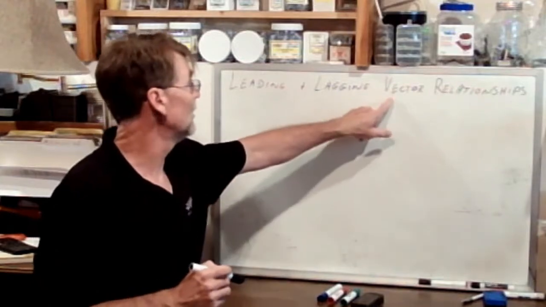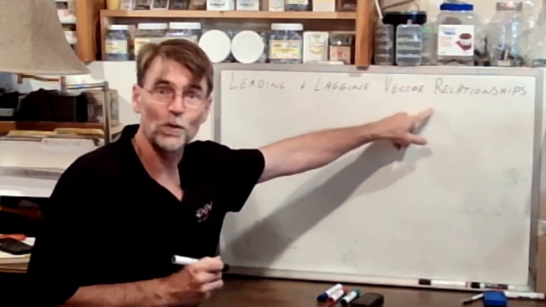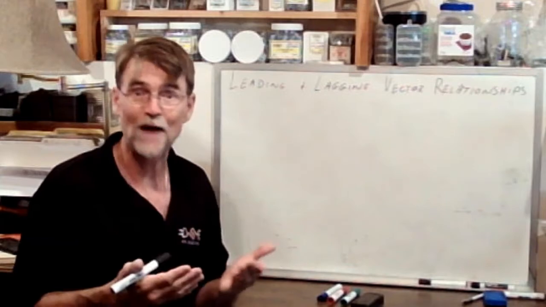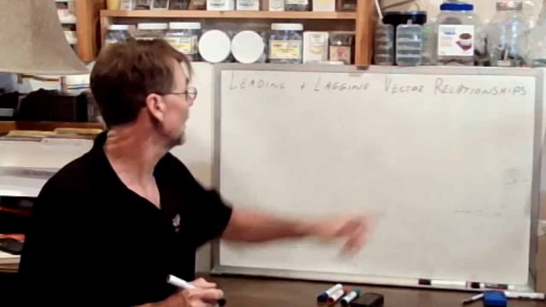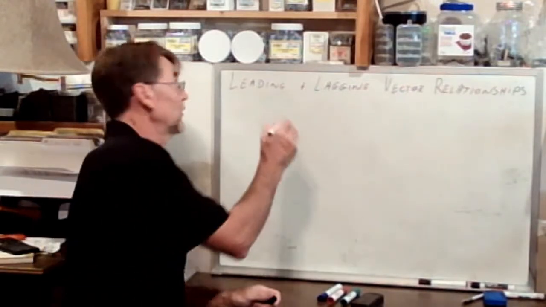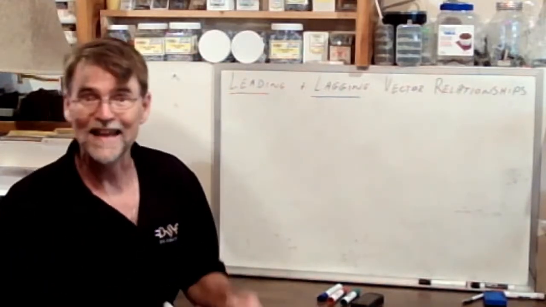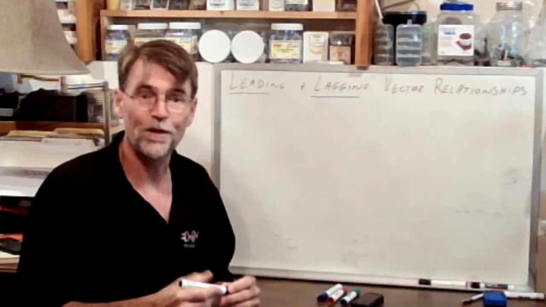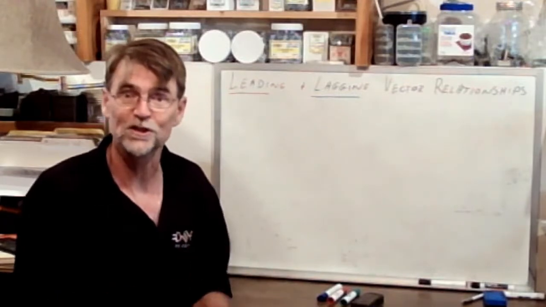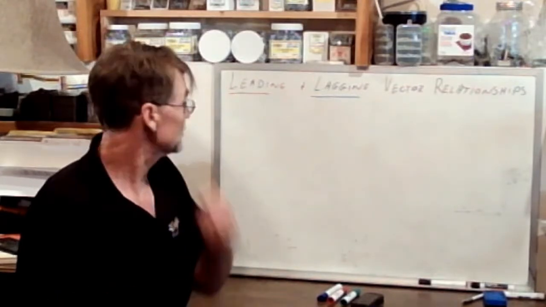The concept of vector relationships. So we're going to be looking at two vectors and how they compare to one another. And we're going to talk about it in terms of leading and lagging. That's how we refer to the relationship between a couple of vectors.